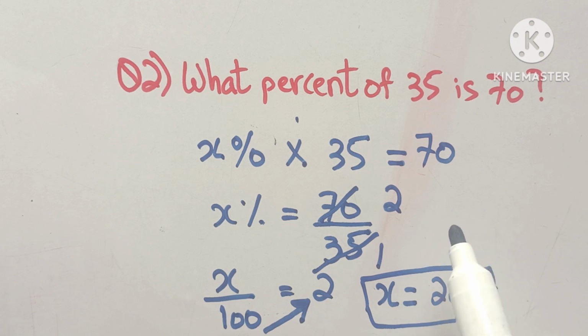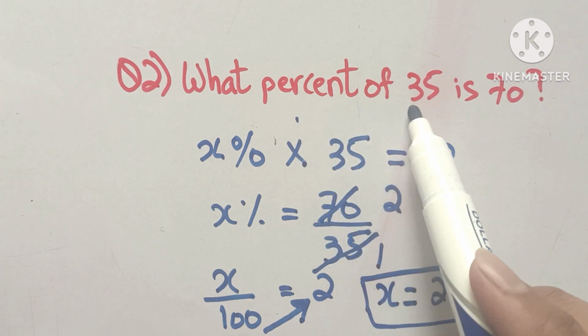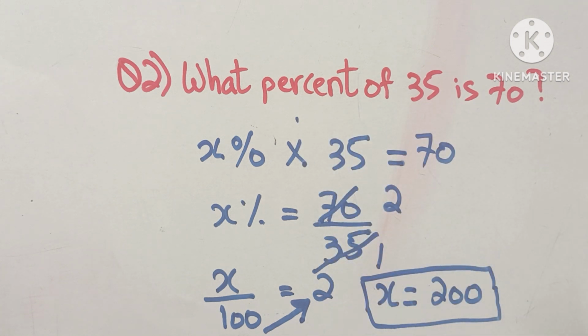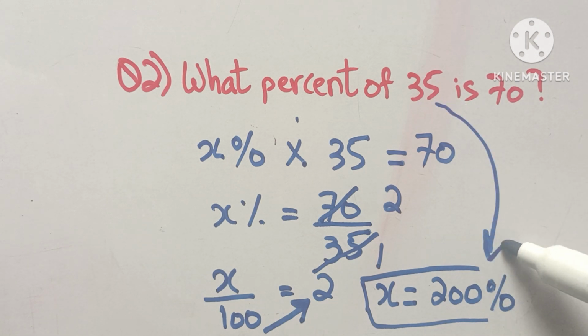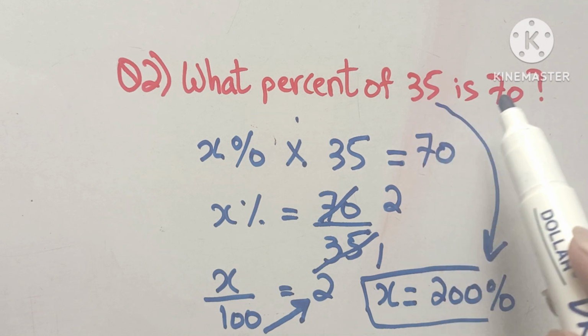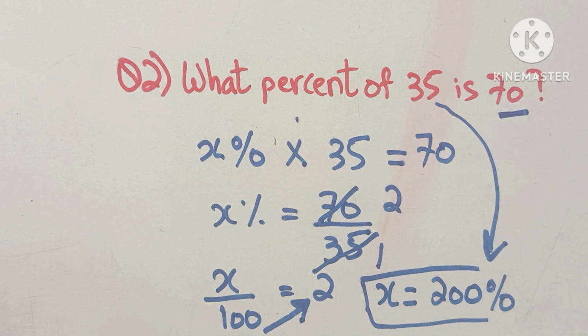So now see, what percent of 35 is 70? 200%, we have to write the percentage sign as well. If we take out 200% of 35, the answer will be 70.